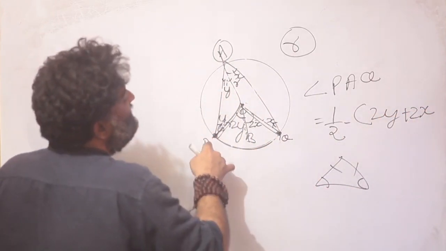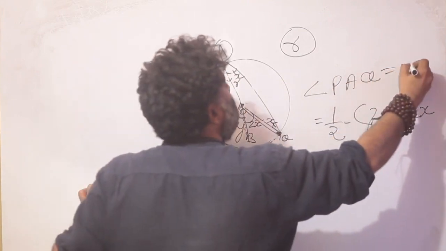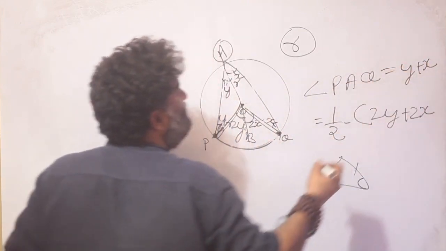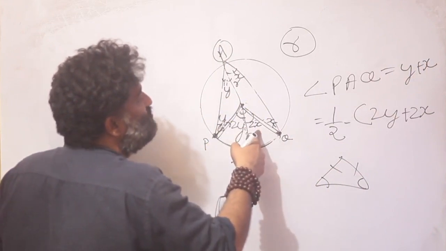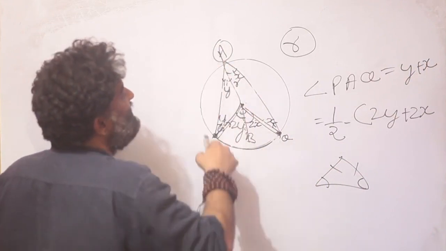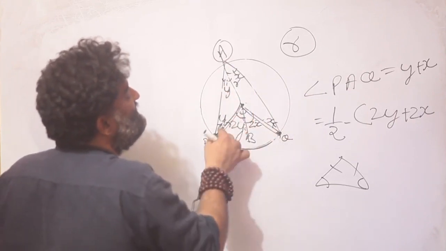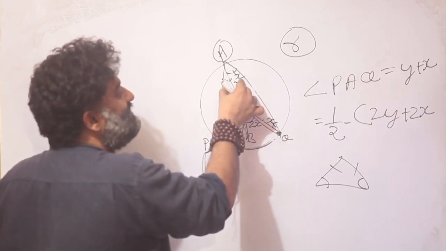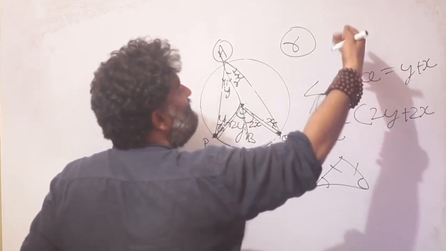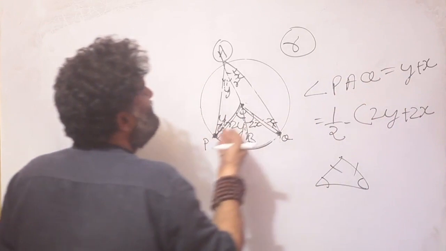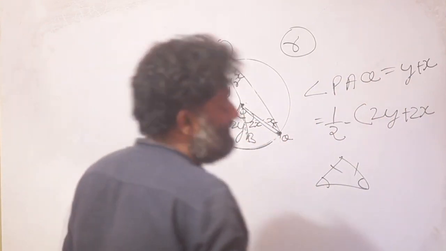And if I look at angle PAQ, it is simply Y and X. This is equal to Y plus X. So angle POQ is 2Y plus 2X, and angle PAQ is Y plus X. I can very clearly see that this angle is twice of this angle, because if this is Y plus X and I multiply it by 2, I will get 2Y plus 2X, which is nothing but angle POQ. And that's it, you have your result.